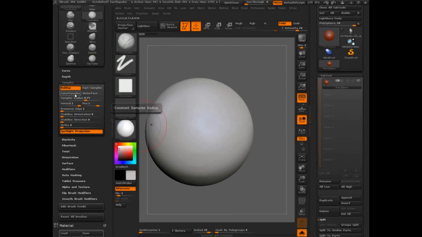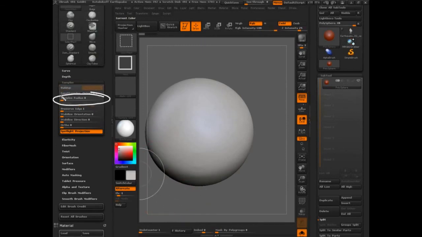You will almost never use constant samples or on surface. The change in form is usually very minimal. The most significant thing to know about it is sample radius.